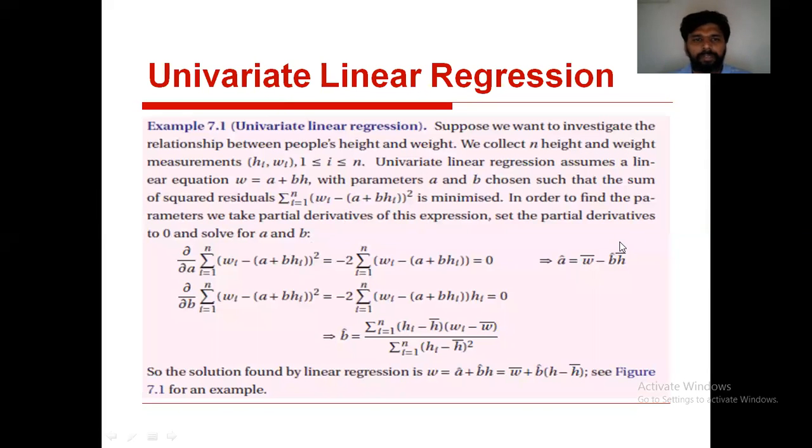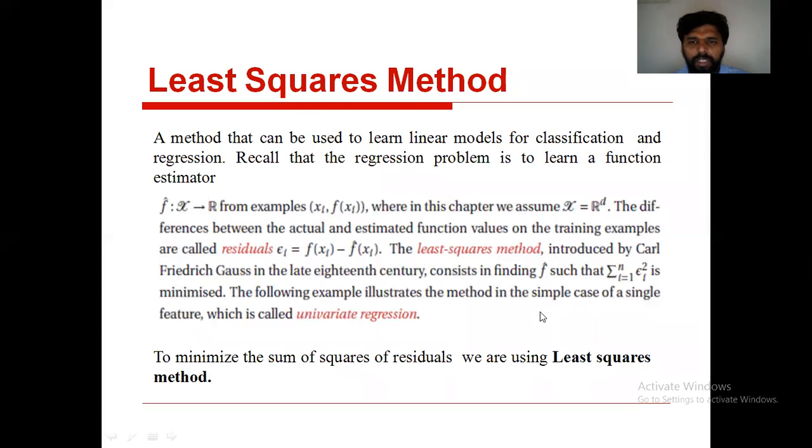Univariate linear regression. Observe this one. Here, what we discussed is that we are going to identify the residuals initially, then we are calculating the sum of squares for each and every residual. Here, residuals are calculated for the instances which are in the instance space. What is the use of the least squares method? The objective of the least square method is to minimize the sum of squares of residuals.